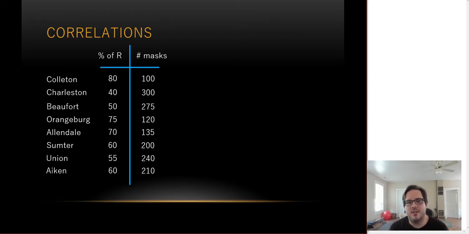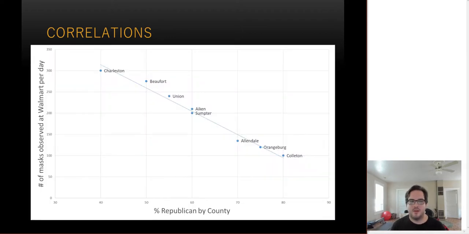What we can do is we can take each of these data points and we can plot them on a graph. And that's what I've done here. So let me orient you a little bit to this, for those of you who do not easily navigate graphs. At the very bottom, we have the percentage of Republicans by county. So at the very left side, we have 30, because nothing went below 30 in the data that we have. So starting from 30% all the way up to 90%. Then on the left side, we have the number of masks observed at Walmart per day, going from 0 all the way up to 350. I believe the maximum one was 300.